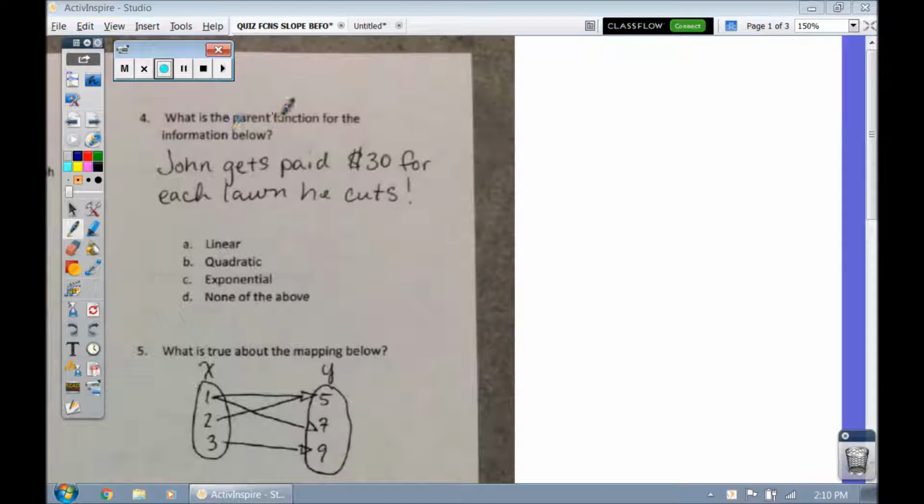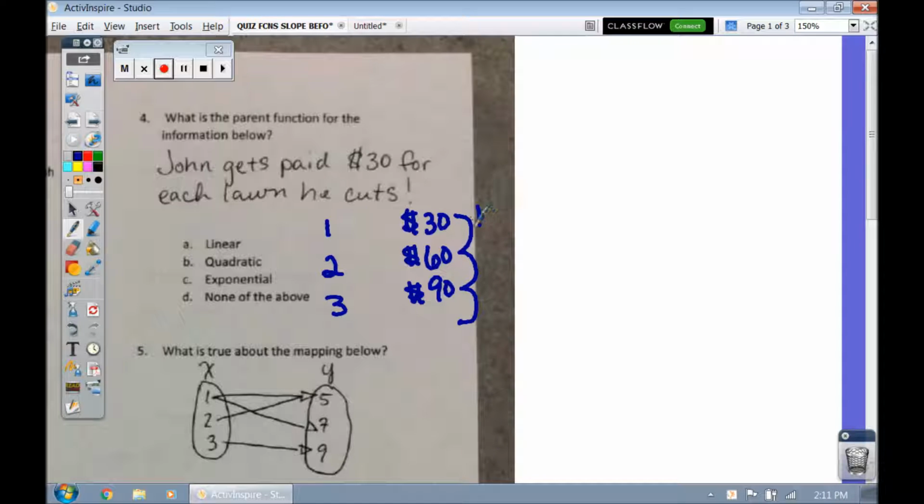Question 4, what is the parent function for the information below? John gets paid $30 for each lawn he mows, or that he cuts. So for 1 lawn, he gets 30. For 2, he gets 60. For 3, he would get 90. And so if you look, every time that he mows a yard, you are adding $30 every time. It's going up $30 each time at a constant rate. So it's going up a constant rate that makes it linear.